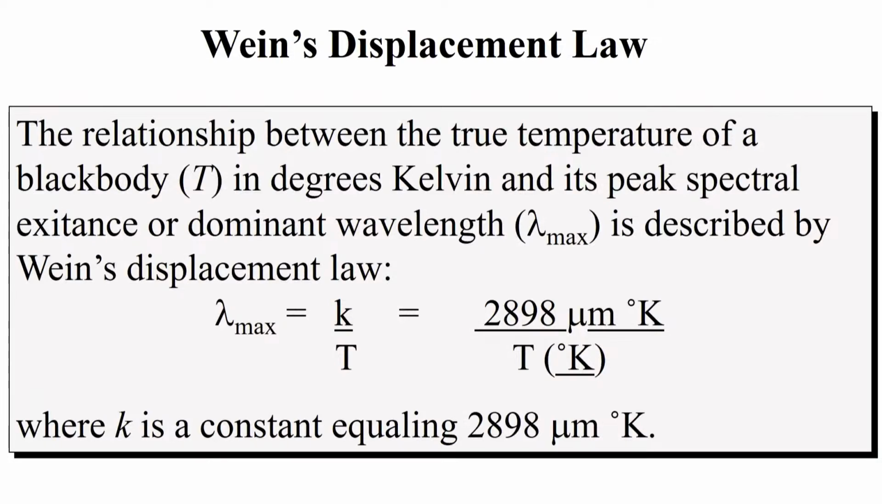This is mainly derived from the Stefan-Boltzmann law. Now we are going to talk about Wien's displacement law. This law talks about the relationship between the true temperature of a black body in degrees Kelvin and its peak spectral exitance, or the dominant wavelength. So the dominant wavelength lambda max will be equal to k divided by T, where k is a constant, that is 2898 micrometer degree Kelvin, and T is the temperature in degrees Kelvin.